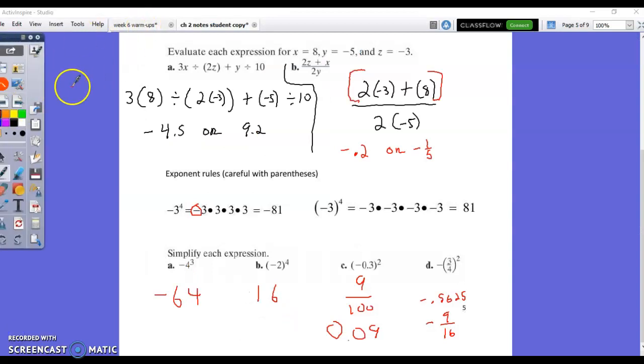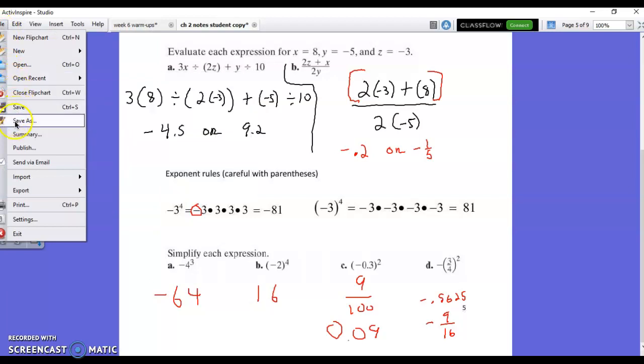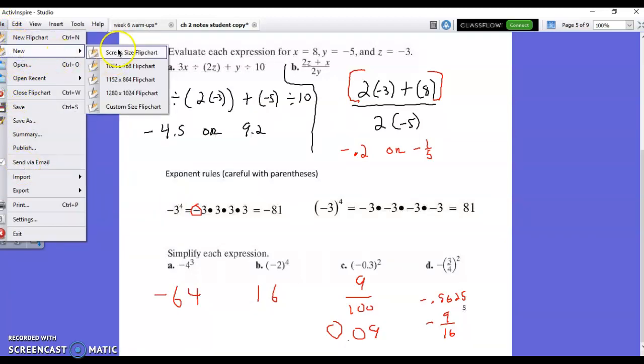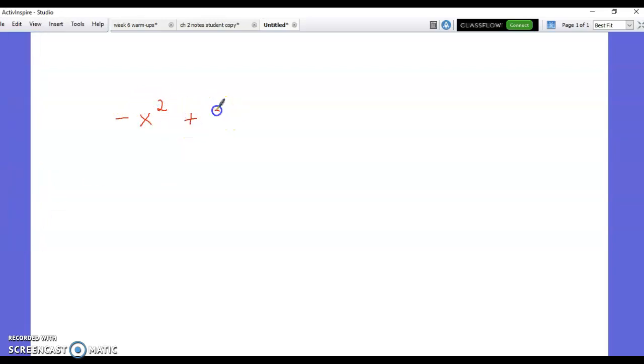So I'd like to do one practice problem with these types of problems with exponents. So let's say I have -x squared plus 3y to the fourth. And let's say I say x equals 2 and y equals -1.